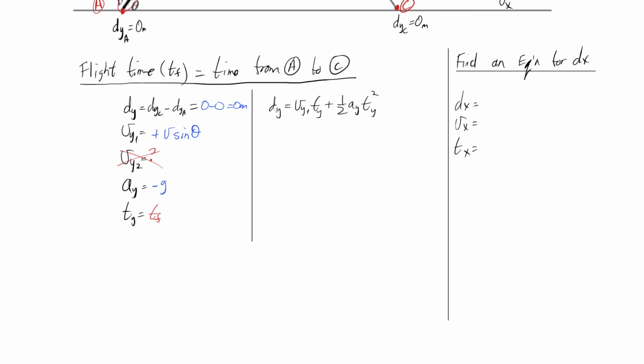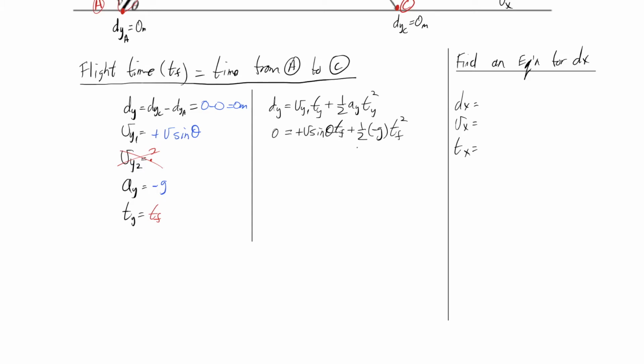Okay, so we know that the y component of the displacement is 0. Our Vy1 is positive V sine theta plus 1/2 bracket negative g times t flight squared. And I see a mistake already, so let me make that correction. Let's move that over, and we forgot the all-important tf there.